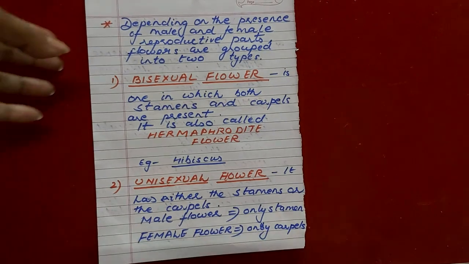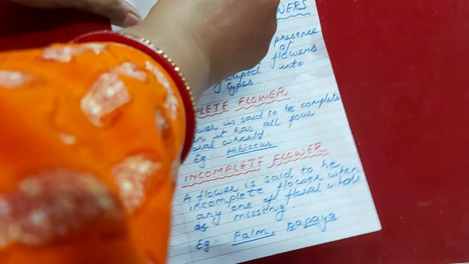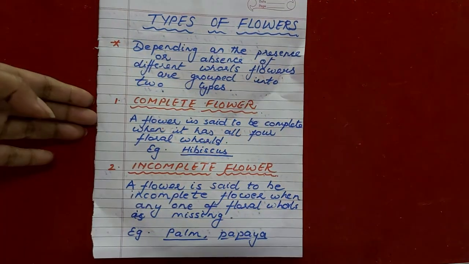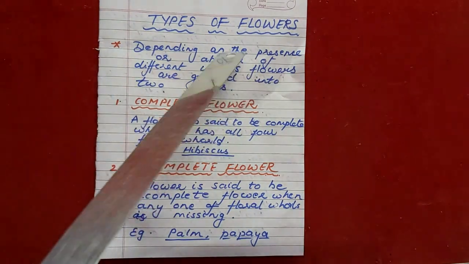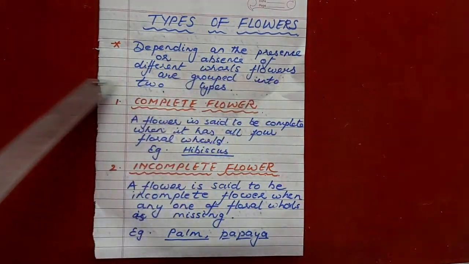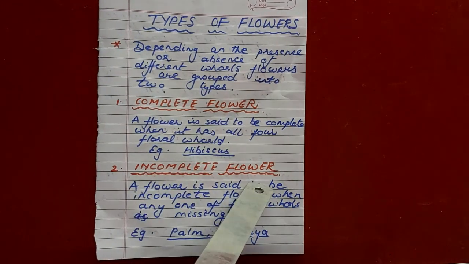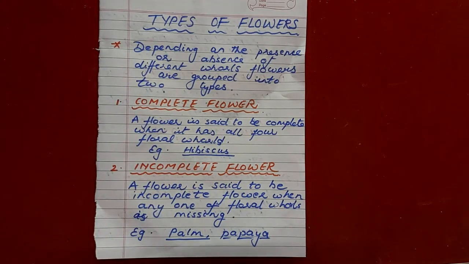Okay, then the second category is depending upon the presence or absence of the different whorls. Okay, depending upon different parts or different whorls, flowers are grouped into two types: complete flower and incomplete flower. A flower is said to be complete when it has all the four floral whorls.